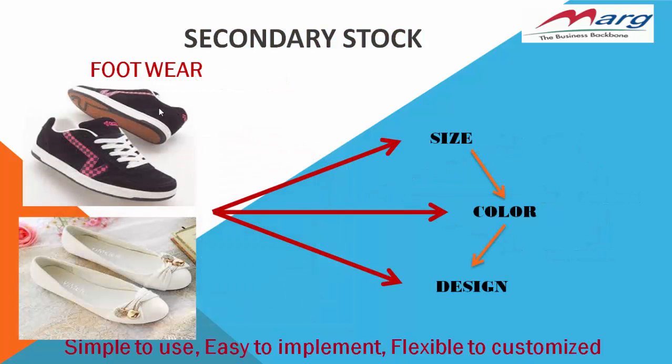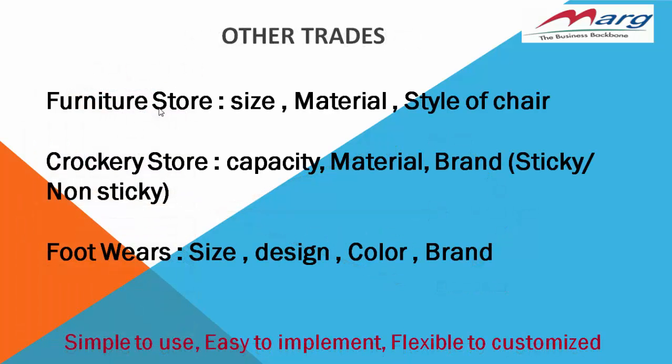Similarly in other trades as well, like the footwear trade, size wise, design wise and color wise inventory is maintained. This option can also be used in a furniture store, where inventory can be maintained size wise, material wise and style of chair. And in a crockery store you can maintain your stock according to capacity, material and brand, like sticky, non-sticky. So in this way you can maintain your complete inventory on different layers and different criteria.